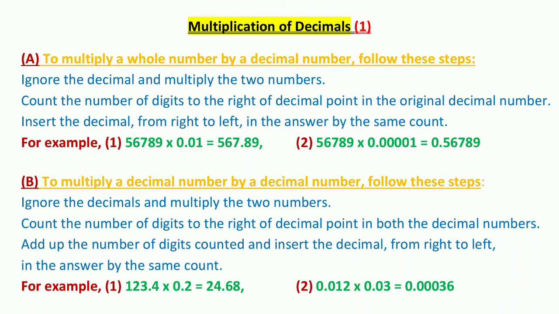Second example, 0.012 into 0.03. Student, first remove the decimal point. So, it becomes 12 into 3, which will give you 36. In the first number, after the decimal point, 3 digits are there. And in the second number, after the decimal point, 2 digits are there. So, total 5 digits. So, in the final answer, from the right side, count the 5 digits, that is 36000. Put the decimal point. So, the final answer is 0.00036. Is it clear, everyone? Very good.